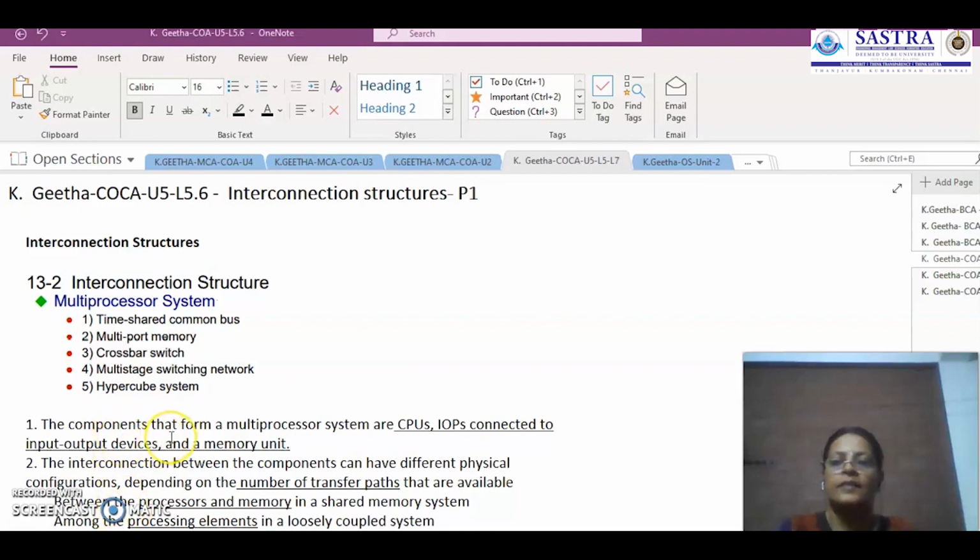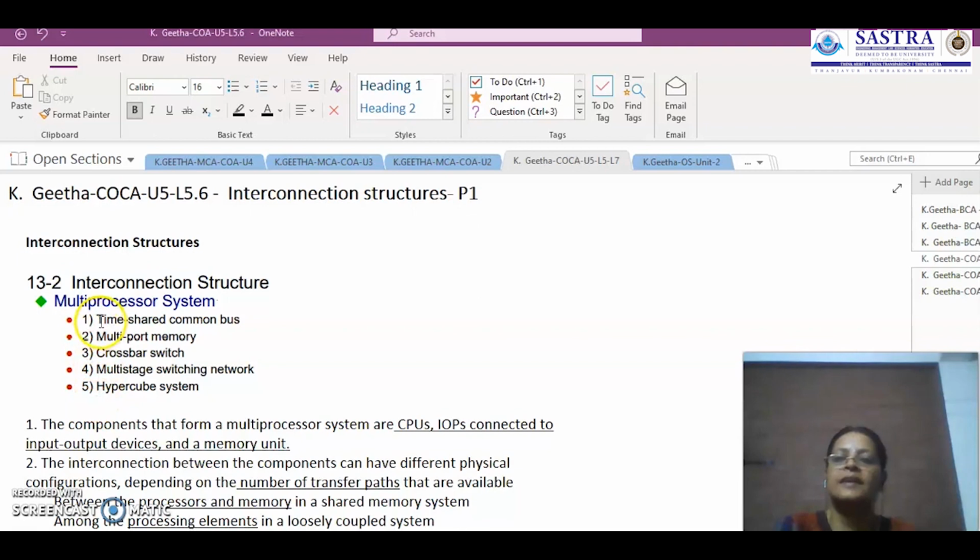Hello everyone, welcoming you all to this session to discuss the topic interconnection structures. In the previous session we discussed the various multiprocessor organizations, and now we will discuss how these processors are going to be interconnected with each other. As such, we have different structures available. A few of them are listed here.